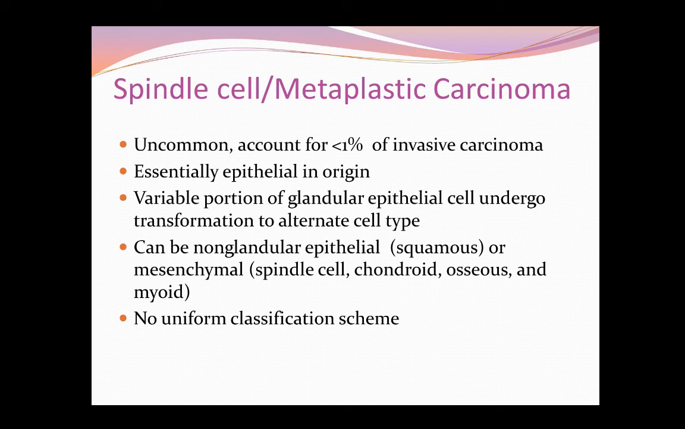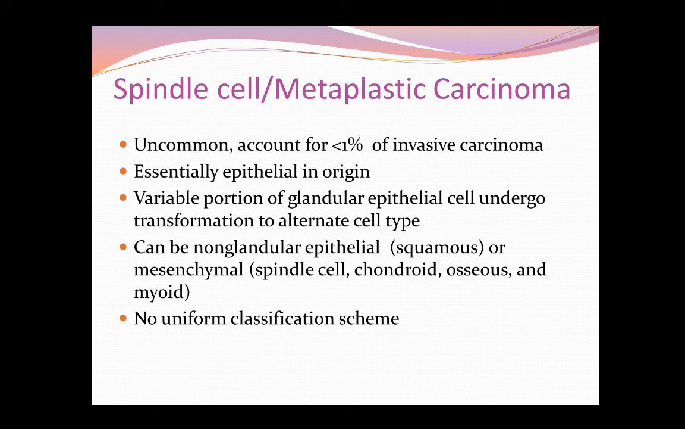So the biggest is spindle cell metaplastic carcinoma. For any spindle cell lesion of the breast, this should be the first differential diagnosis, and that should be excluded. They are uncommon and they account for less than 1% of invasive carcinomas. They are essentially epithelial in origin.